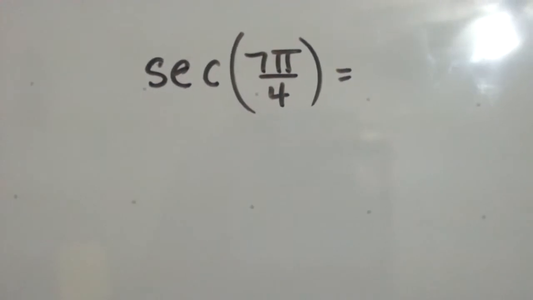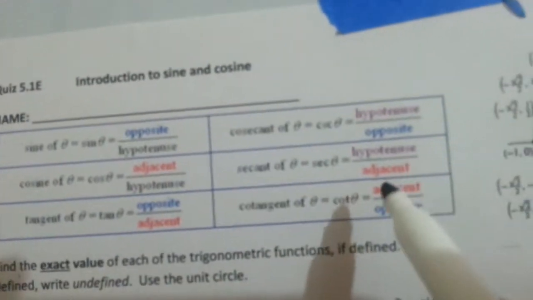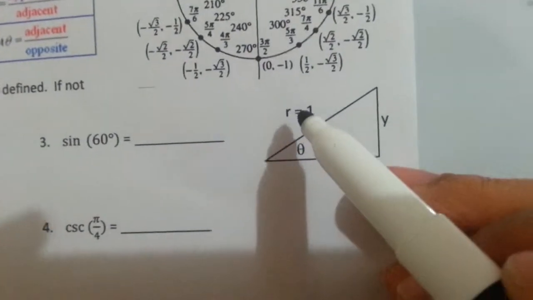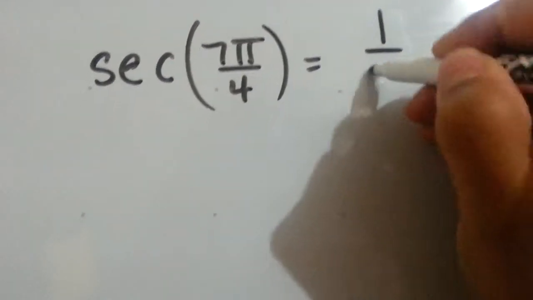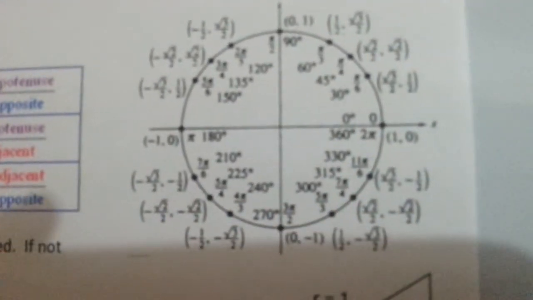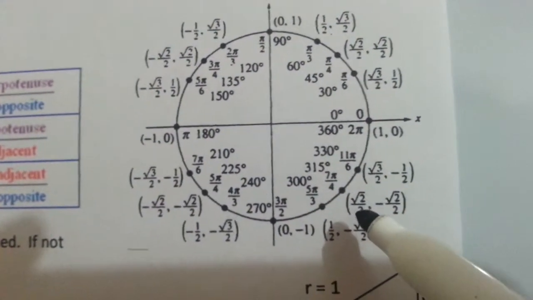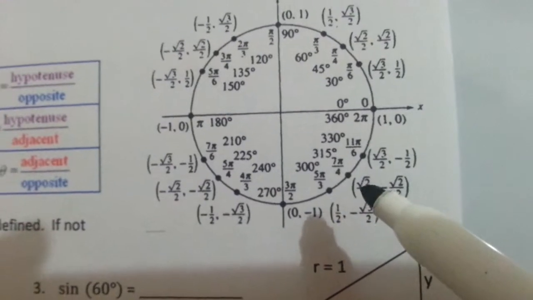Alright, the first question was the secant of 7 pi over 4. The first thing is you need to know what secant is. Secant is hypotenuse over adjacent. So if you go to the triangle, the hypotenuse is 1, adjacent is x. So this is going to be 1 over x. And so you have to go to 7 pi over 4 on the unit circle. 7 pi over 4. The x value is the square root of 2 over 2.